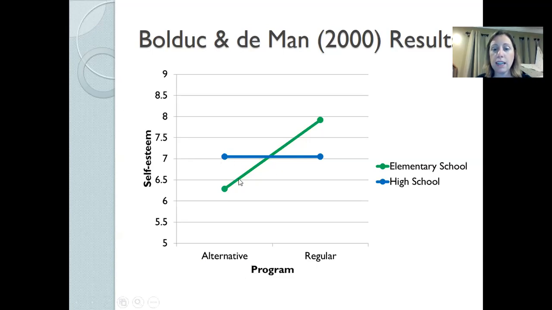Okay, so what I would say is that in high school, there's no difference between alternative and regular. In elementary school, the alternative program has much lower self-esteem compared to the regular program. And so I've told you what's going on for high school, and I've told you what's going on for elementary school, and that is the interpretation of the interaction effect.